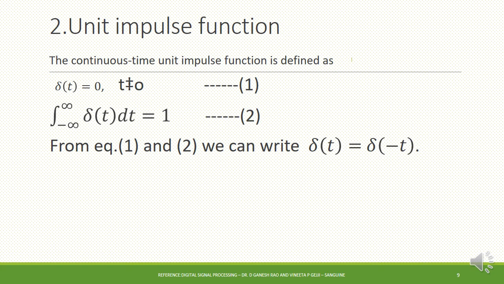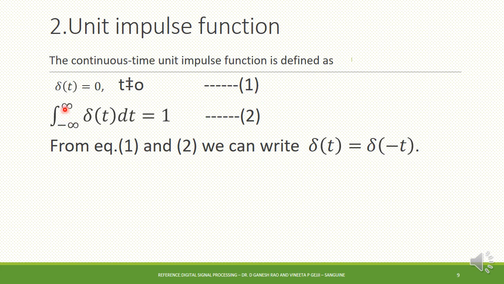So now let us move to the second one, that is unit impulse function. The continuous time unit impulse function is defined as delta t is equal to 0 when t is not equal to 0. So first thing is this unit impulse function is denoted as delta t. It can be defined as delta t is equal to 0 when t is not equal to 0. And let us take this as first equation.